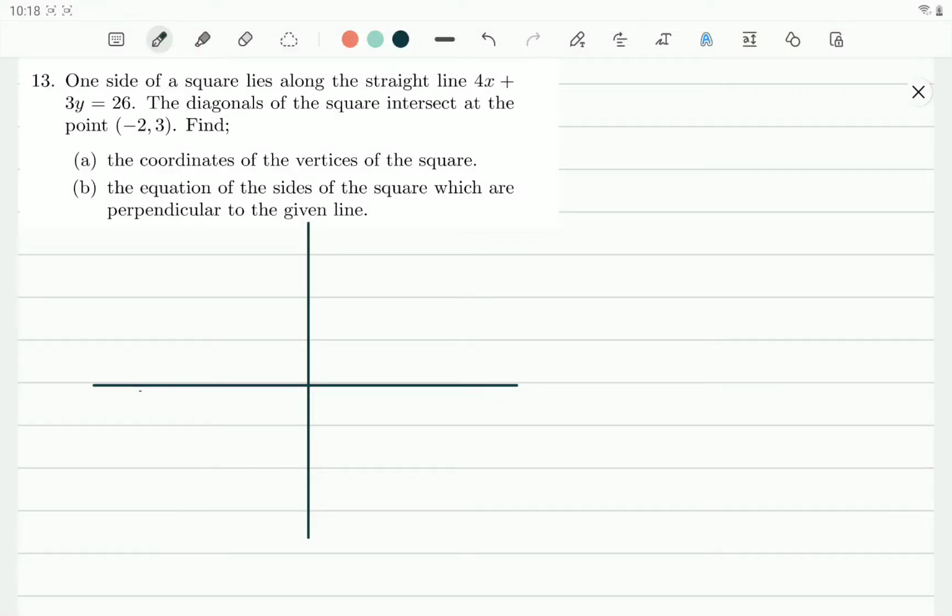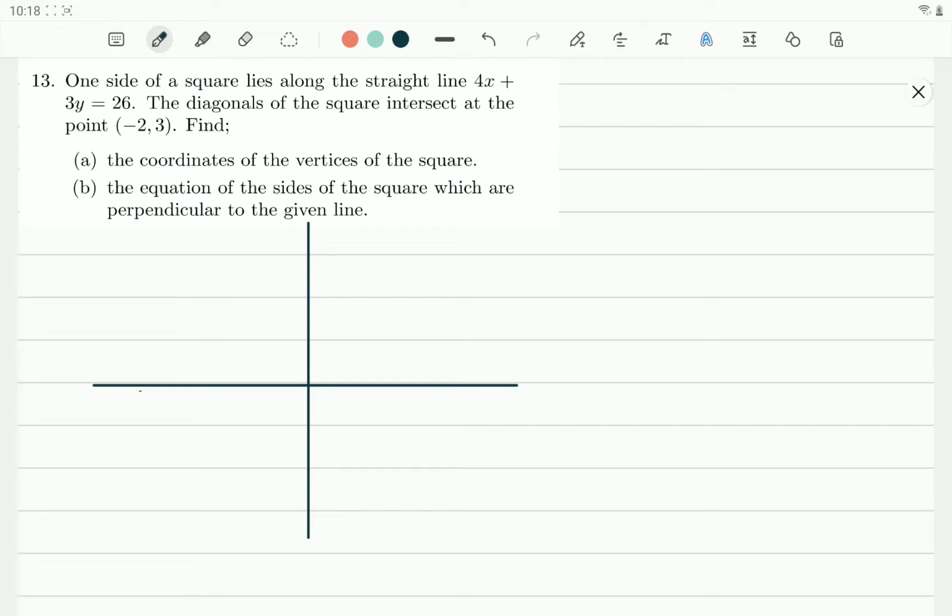Hey guys, let's quickly go through this problem of the day from analytic geometry. The question is, one side of a square lies along the straight line 4x plus 3y equals 26. The diagonals of the square intersect at the point (-2, 3). Our first question is to find the coordinates of the vertices of the square.